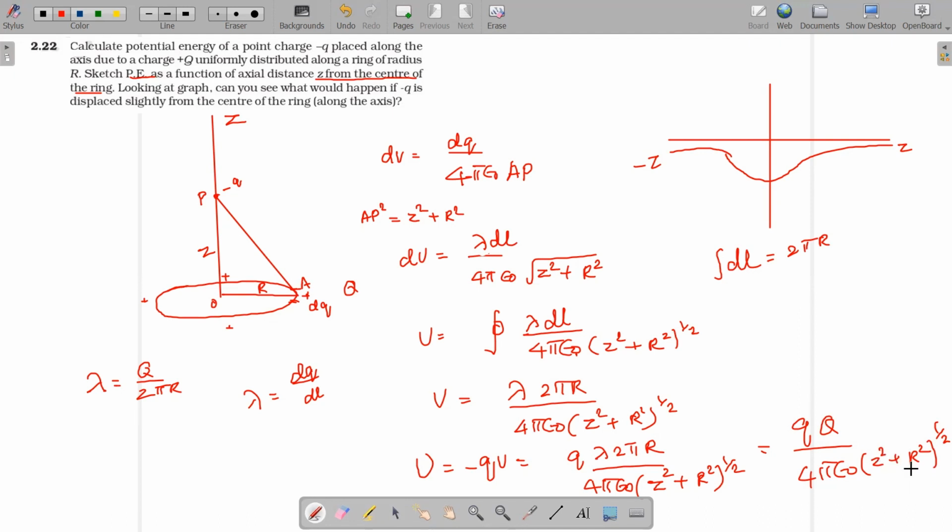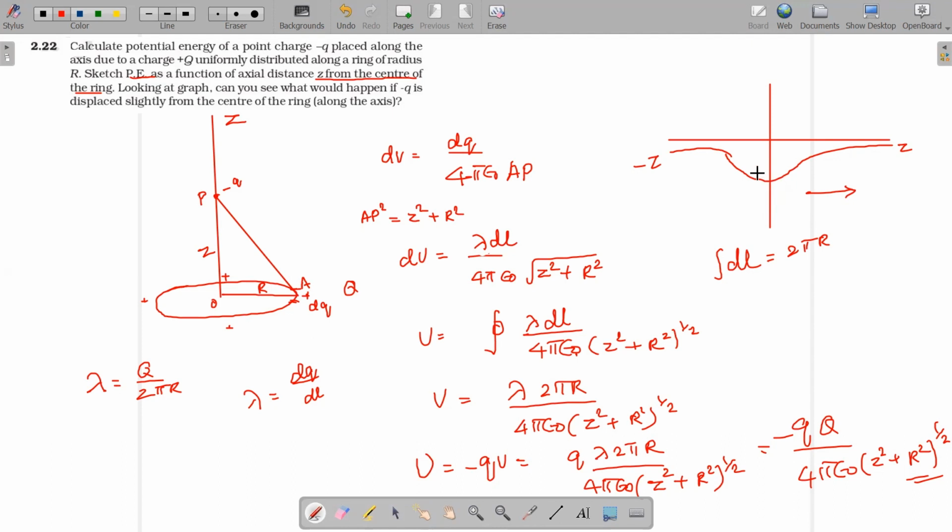Potential energy is inversely proportional to the distance Z along the axis, and here there is a minus sign. So the magnitude of potential energy will decrease as the distance increases on both sides. That's the meaning of this. Anyway, this is the graph.